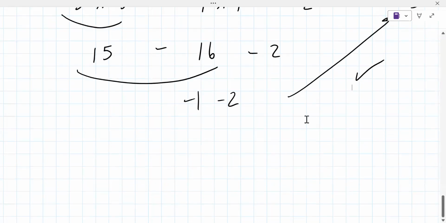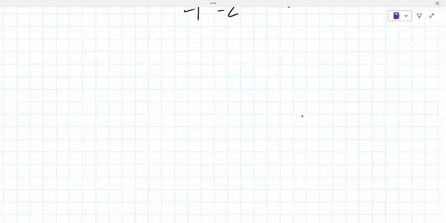All right. Let's try another one here. Actually, let me go grab one. We've got to eventually get to where we can do some other stuff here.